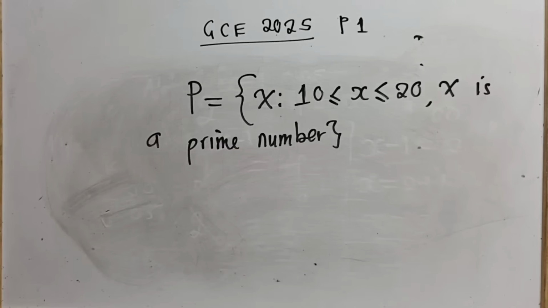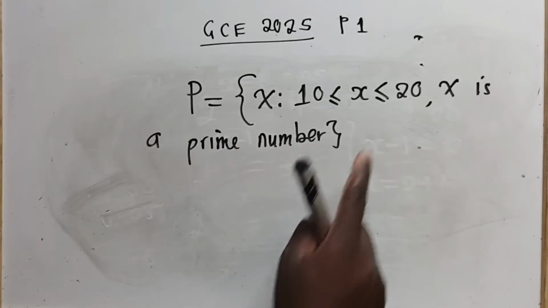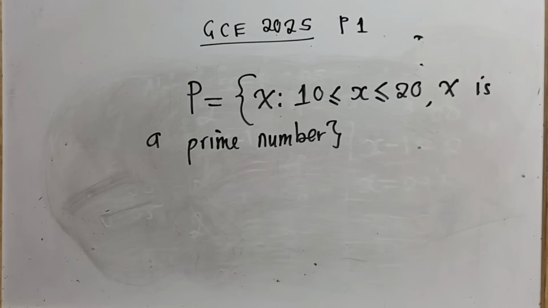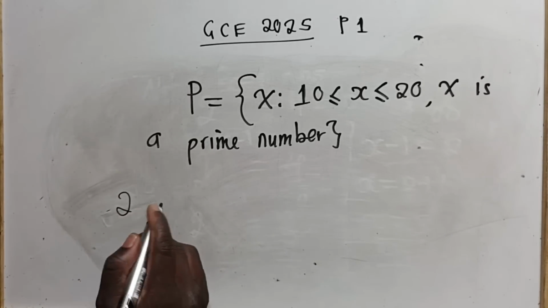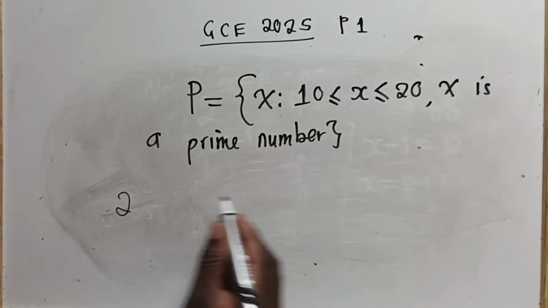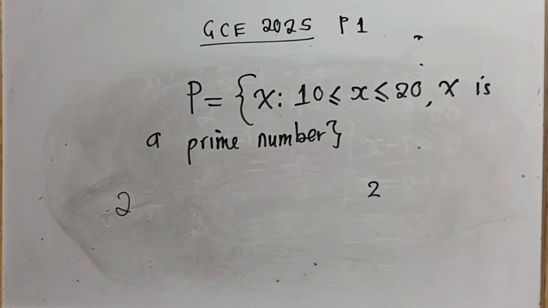To answer this, you first need to understand what prime numbers are. Here, they're saying we list set P, so to list it we need to understand prime numbers. A prime number is a number where only two numbers can go in: itself and 1. For example, 2 is a prime number, and it is the first prime number because in 2 there are only two numbers that can go in, itself and 1. That's why it's called a prime number.